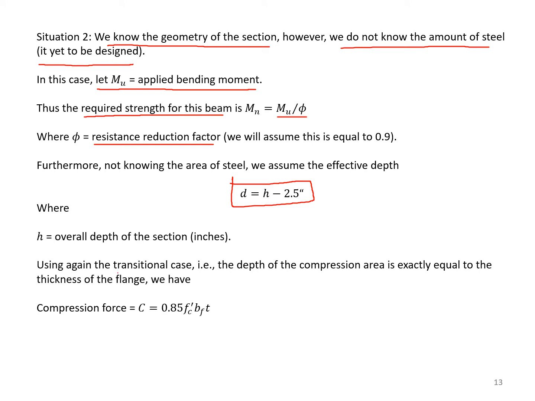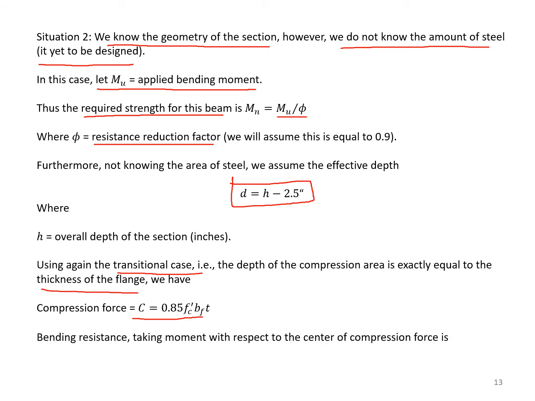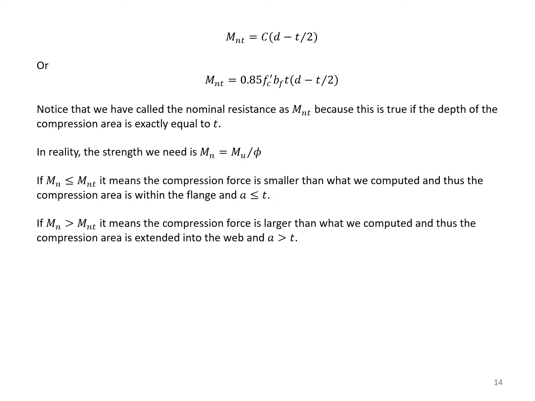Using again the transitional case, the depth of the compression area is taken exactly equal to the thickness of the flange. So you have the compression force and the bending resistance taking moment with respect to the center of the compression force. Usually we take moment with respect to the center of the tension force, but in this case, let's take the moment with respect to the center of the compression force.